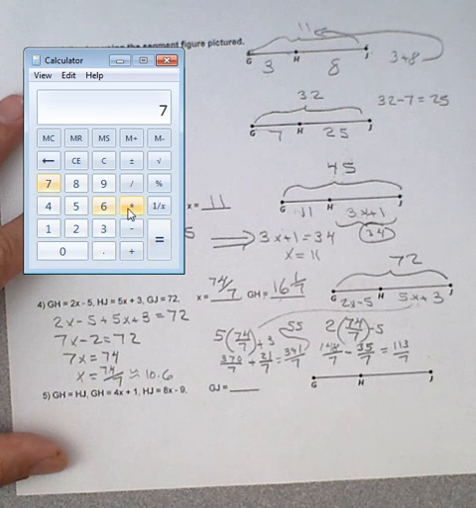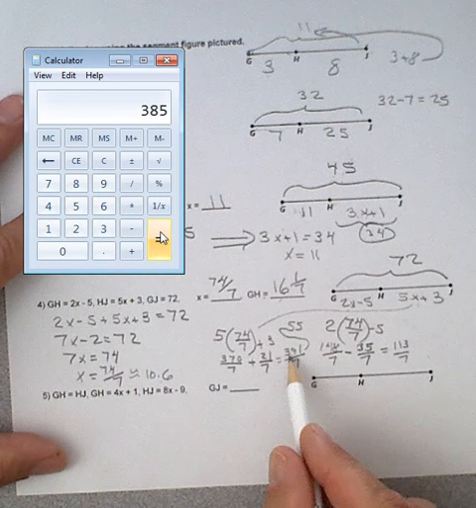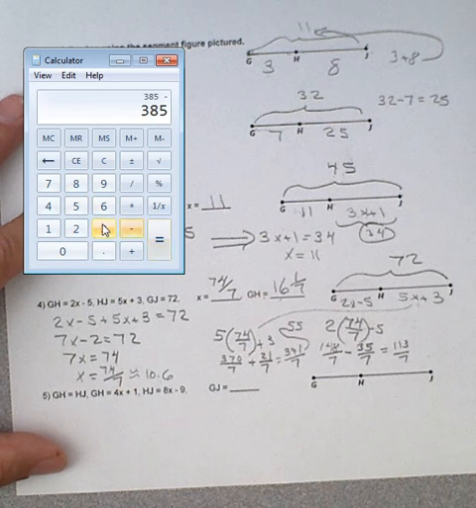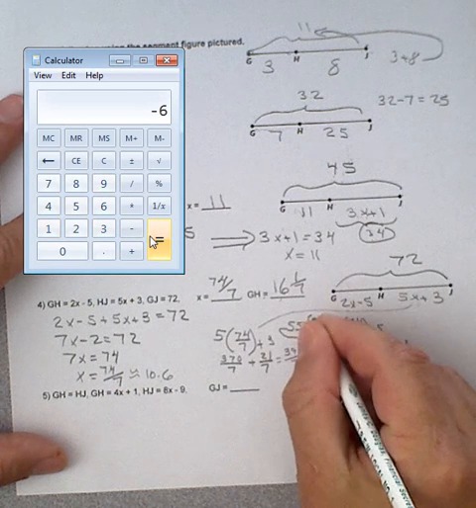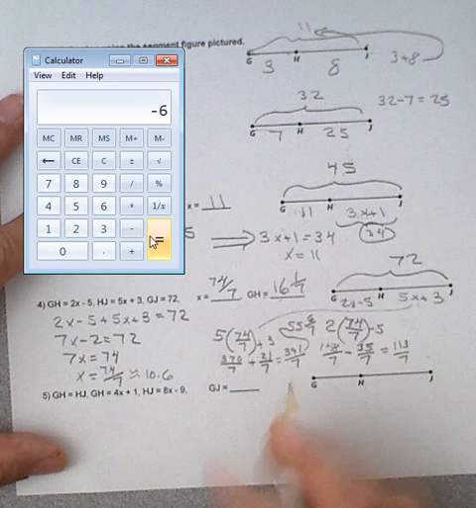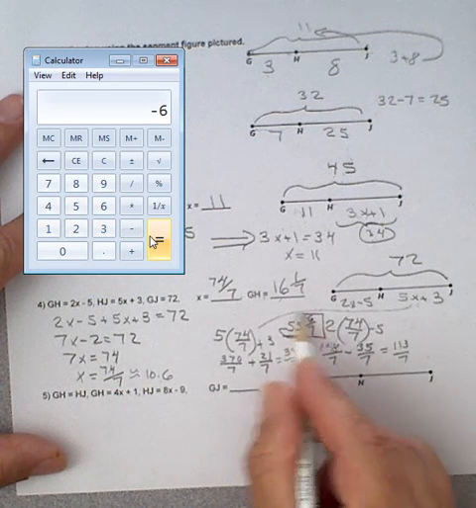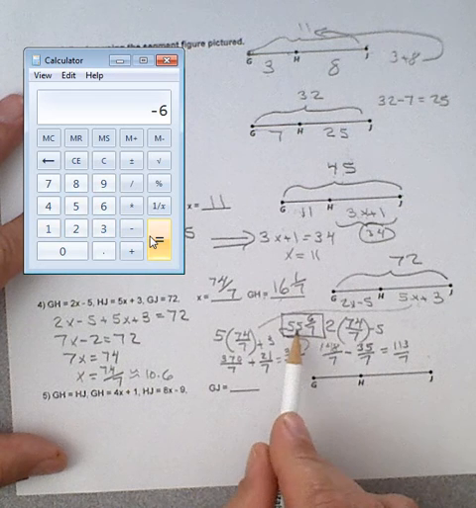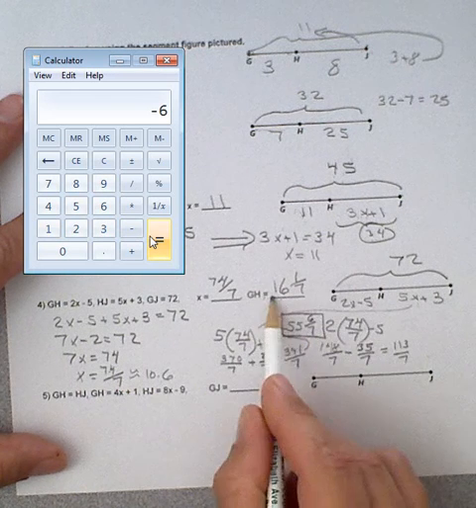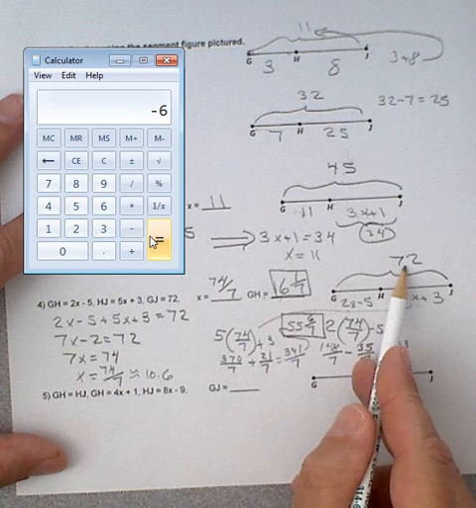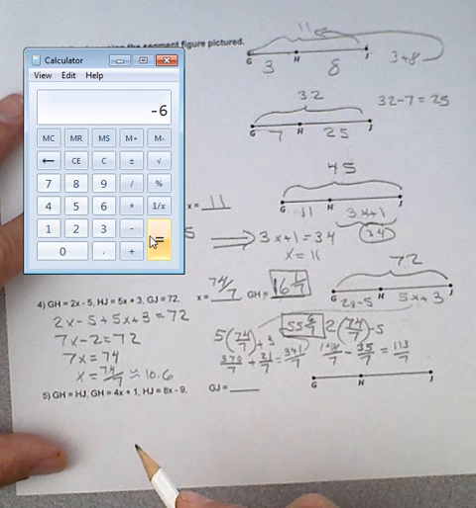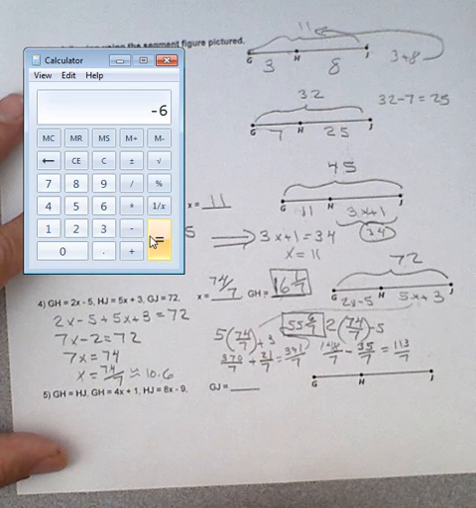7 times 55 is 385. I want 391 of them. The difference between that is 6, so it's 55 and 6/7. Now the reason I wanted to do that was so I could check and see if the 55 and 6/7 and the 16 and 1/7, when I add them together, gives me 72, and sure enough it does. So I'm feeling right on number 4. You always want to go back and double check it.